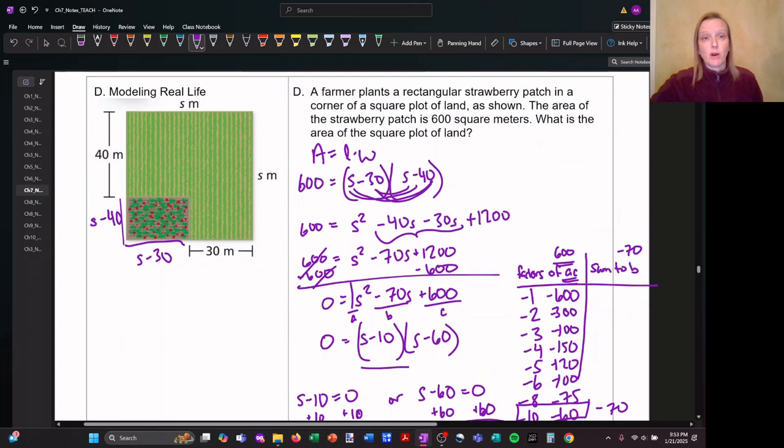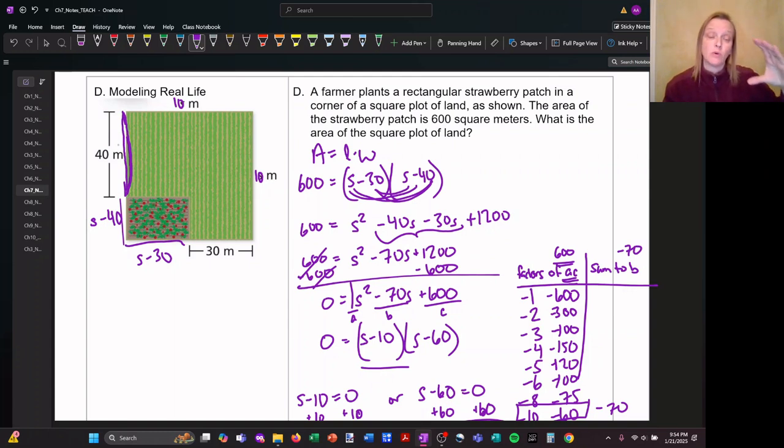If we look at the original problem, it doesn't make sense for this to be a 10 by 10 square, because then I couldn't have all of this space on my patch, 40 meters worth of length on one side of my square and 30 meters worth of length on the other side of my square. So 10 doesn't make sense as a side length. So the only answer that makes sense in the context of this problem is a 60-meter length square.